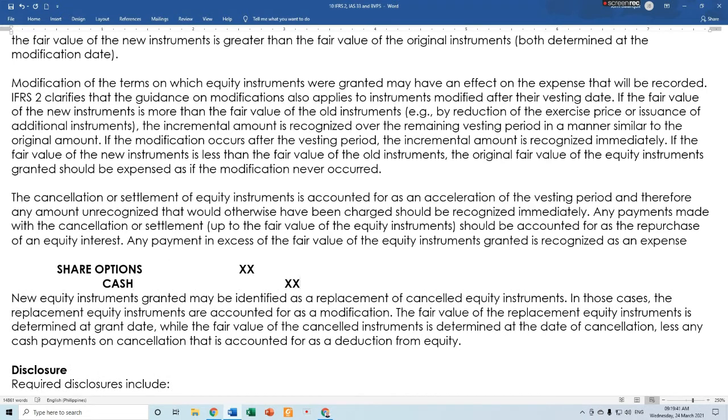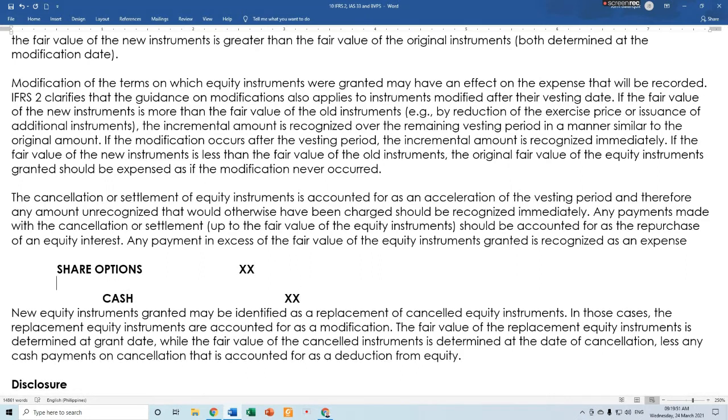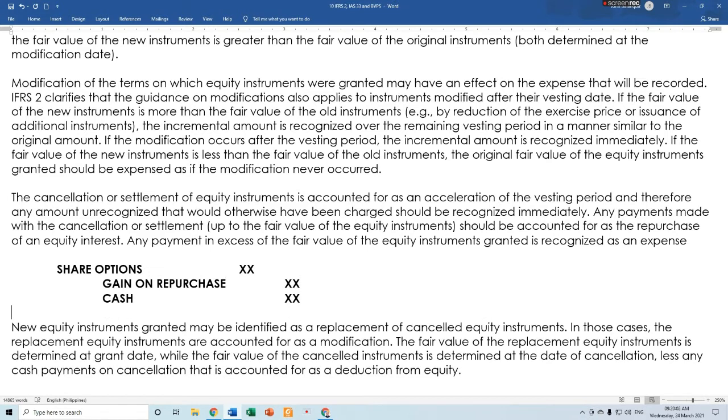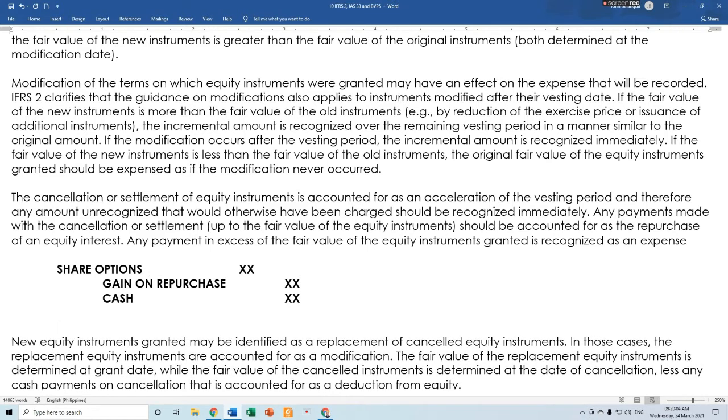Yan yun. So, paano kapag yung cash na binayad ko, mas mababa kaysa doon sa share options? Eh di obviously, meron pa akong i-recognize dito, di ba? Parang gain siya. Gain on repurchase. Dito yan. Pero bibihirang mangyari yan kasi syempre hindi naman papayag yung mga empleyado na mas mababa yung makuha nilang cash as compared doon sa na-earn na nila.